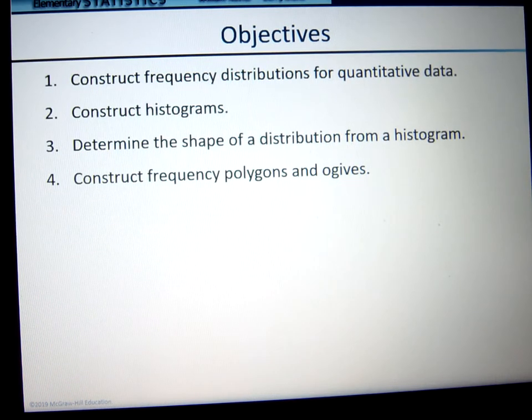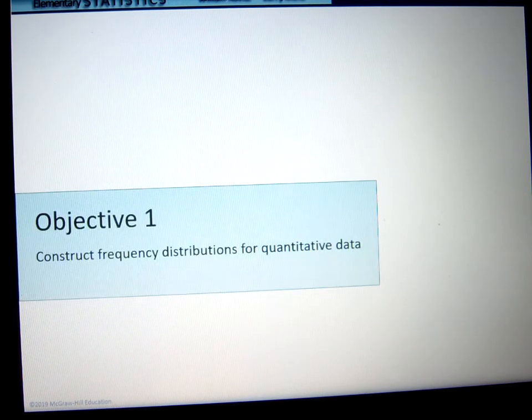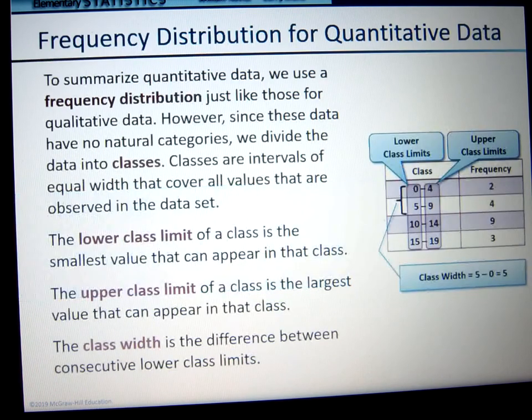In 2.2, we're going to look at constructing a frequency distribution for quantitative data. Now remember, quantitative is where we measure the data. We're going to look at histograms, which are similar to bar graphs, but also very different. And we're going to determine the shape of a distribution from a histogram and construct the frequency polygons and ogives, which are sometimes used.